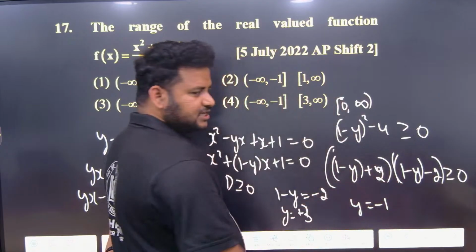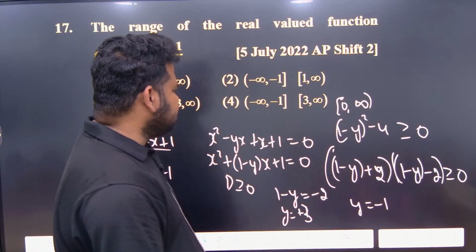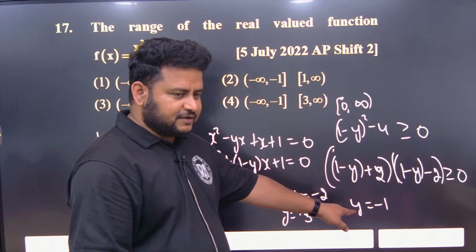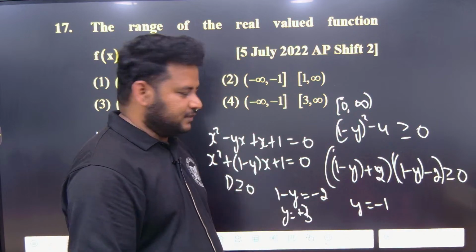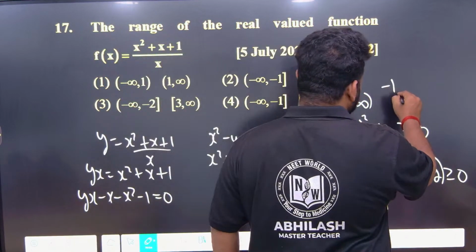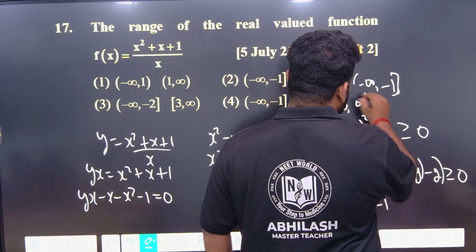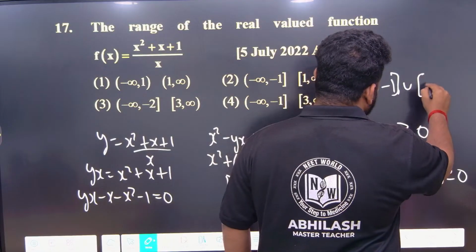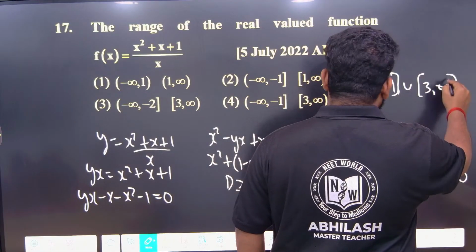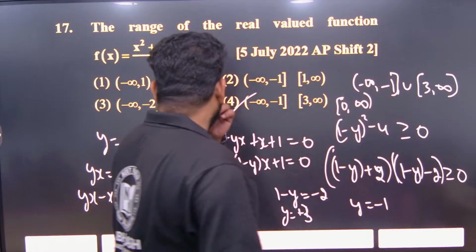So this is greater than or equal to, which means I should write minus infinity to minus 1 and 3 comma infinity. So this becomes minus infinity to minus 1, close bracket, union 3 comma infinity. Which option? Fourth option.